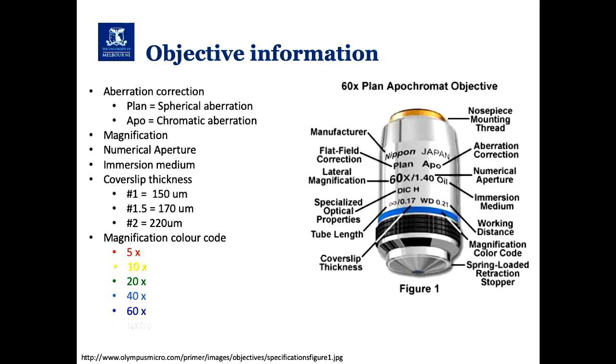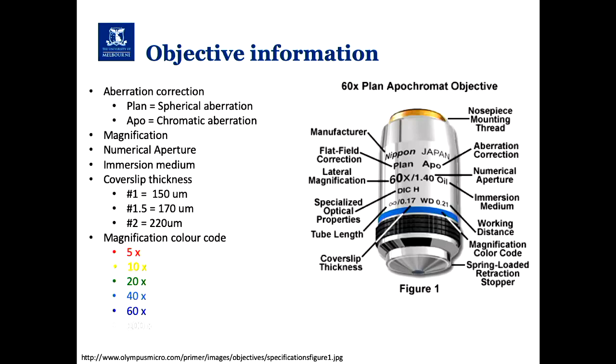Again, some objectives have correction collars that can actually change this, but most systems will be expecting that number 1.5 cover slip. If your lab has a stack of number 1 cover slips, when you get back to the lab after this, please throw them gently into a glass bin and order in number 1.5 cover slips. That is what most fluorescence microscopes will be expecting, and you'll get better image quality, especially in Z, as you're going deeper into samples, if you have that 170 micron thickness cover glass.